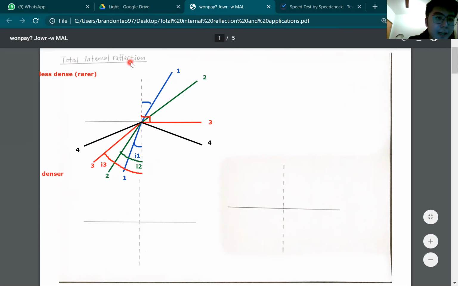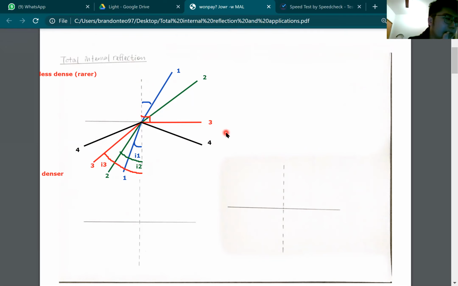You see the word reflection because it's like a mirror. So ray number 4, we say that it is already total internal reflection. Now we are going to study this phenomenon. There's more to it. This is just the principle, the basic understanding of it.